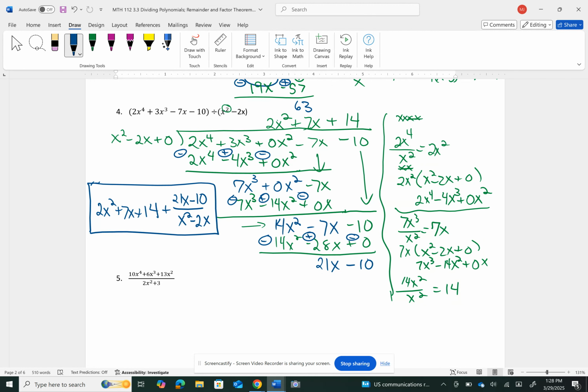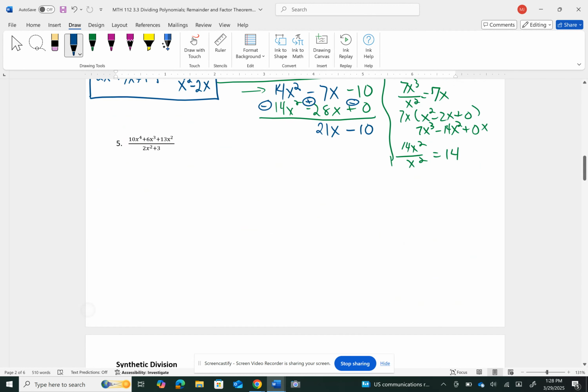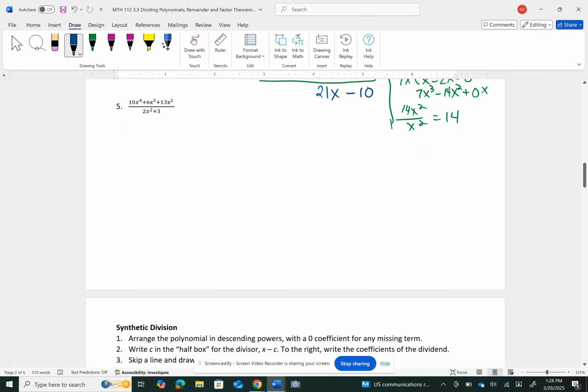Okay. All right, and then I'll do one more example, and then you just need to practice it a little bit. All right, so on this one, let's set it up. 2x squared, let's see, I'm missing the x, so I'll put in a 0x plus 3. That's being divided into 10x to the 4th plus 6x to the 3rd plus 13x squared, but I'm missing the x and I'm missing the constant, okay?